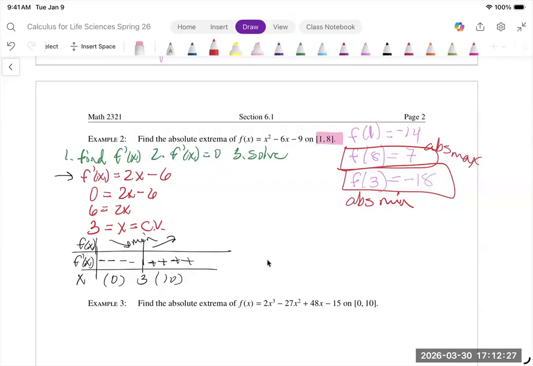What undoes natural log, or what's the assumed base of natural log? e. So I'm going to take e to both sides. Remember, whatever I do to one side, I do to the other. e and natural log are inverse functions of each other, so those can just disappear. So this just says x equals e to the first, which is of course just e. So we do have one critical value at x equaling e.